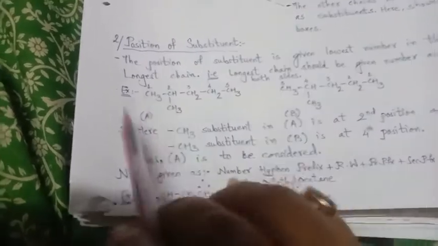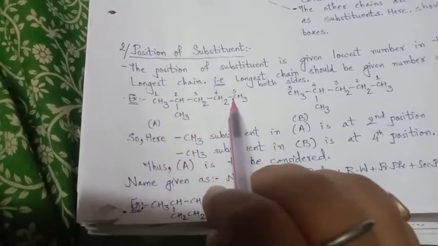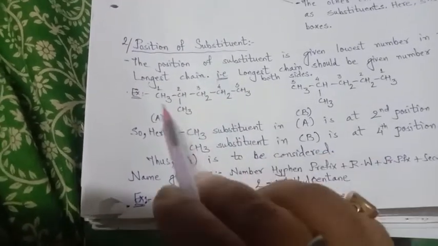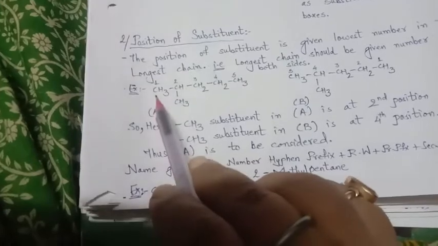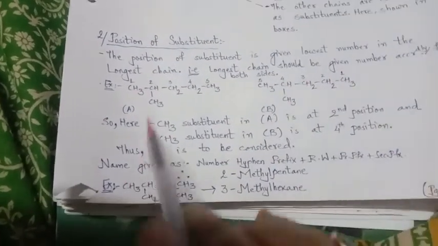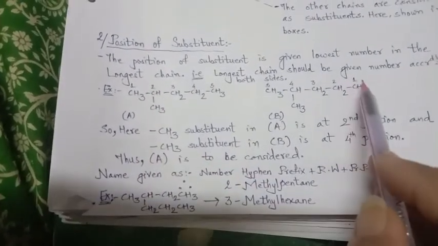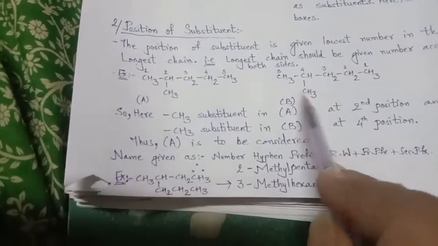Why A and B? See, here I have considered numbering from here. 1, 2, 3, 4, 5. No functional group. All are carbon members. So I have started from here. And here I have started from here. 1, 2, 3, 4, 5. Now if we see the branch here, it is on the second carbon. And if we see the branch here, it is on the fourth carbon.